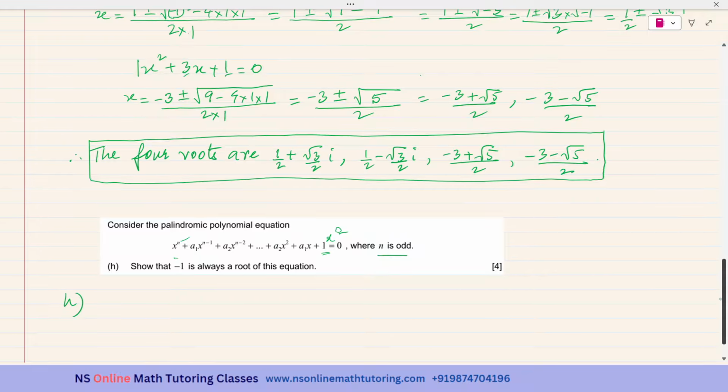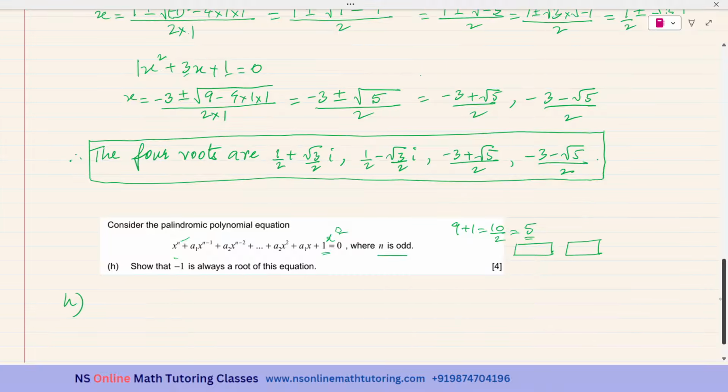Therefore, n is odd. So suppose n is 9. So n plus 1 number of terms means 9 plus 1, which is 10, which is an even number. 1 plus an odd number is always an even number. So it will be divisible by 2. So you can divide this by 2 and you will be having two parts. One will be having 5 terms, another will be having 5 terms.